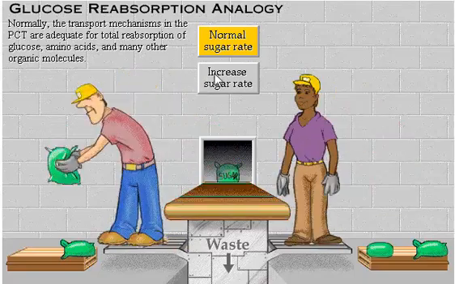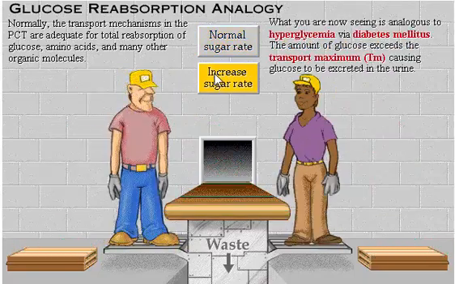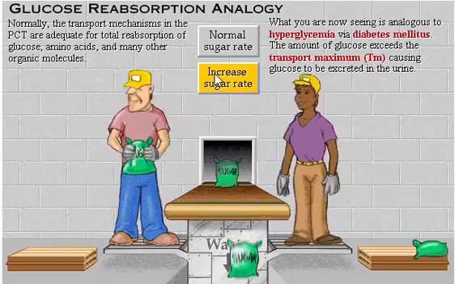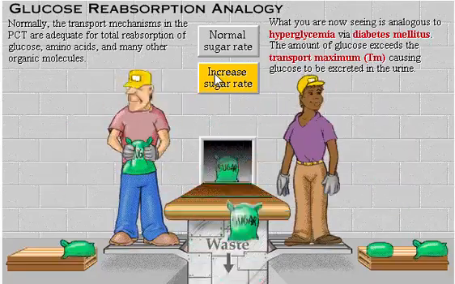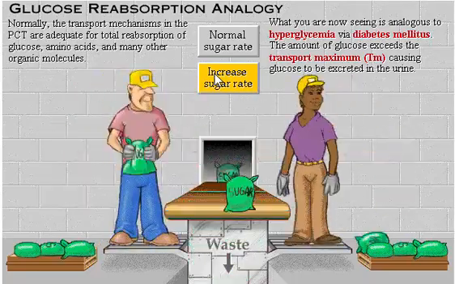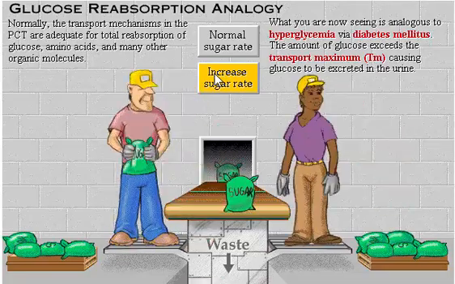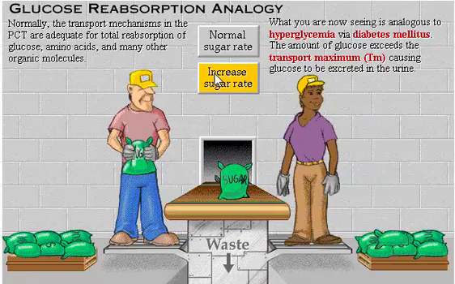What you are now seeing is analogous to the condition of hyperglycemia resulting from diabetes mellitus. Excess sugar in the filtrate exceeds the transporting capacity of the available carriers in the cells of the proximal convoluted tubule. Therefore, some of the sugar is not reabsorbed and so is excreted in the urine.